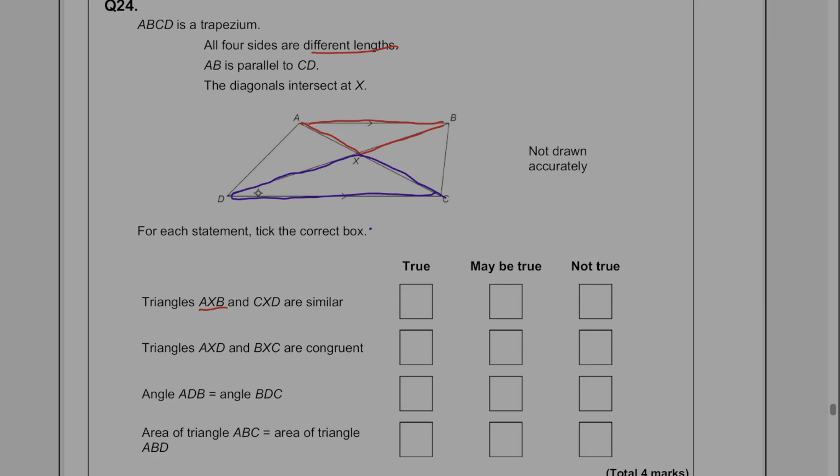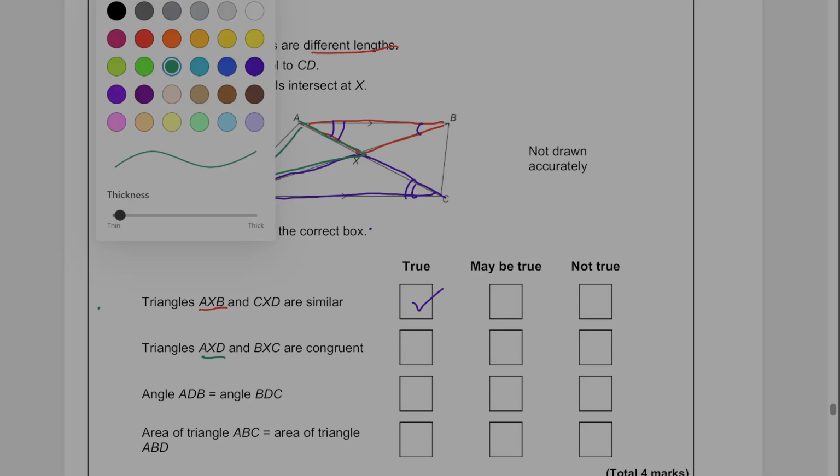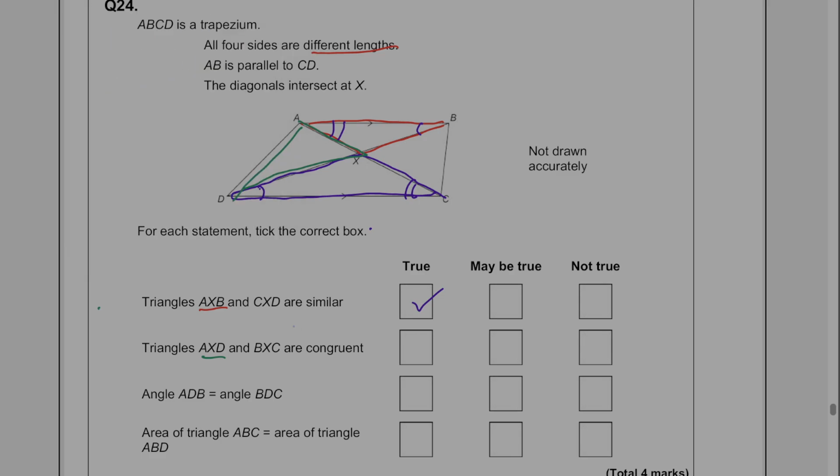Are similar, so that one would be true because that angle and that angle and that angle and that angle are alternate, so that would be true. AXD, so let's change colour for this. AXD, that one there, and BXD are congruent. That one is not true because we haven't got any corresponding angles. Yeah, so that one's not true.